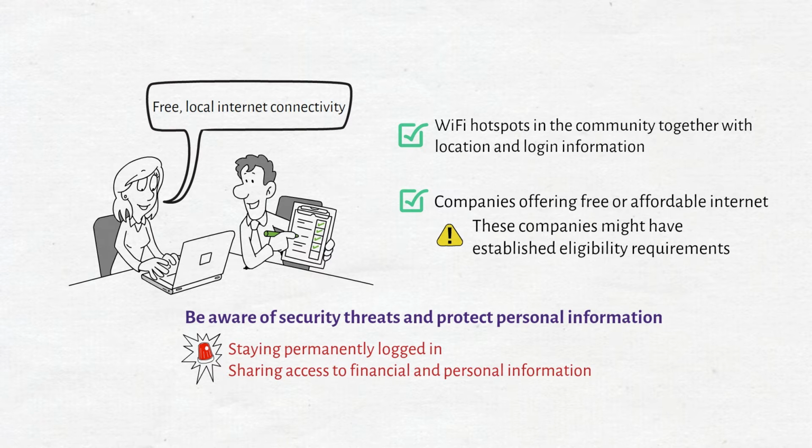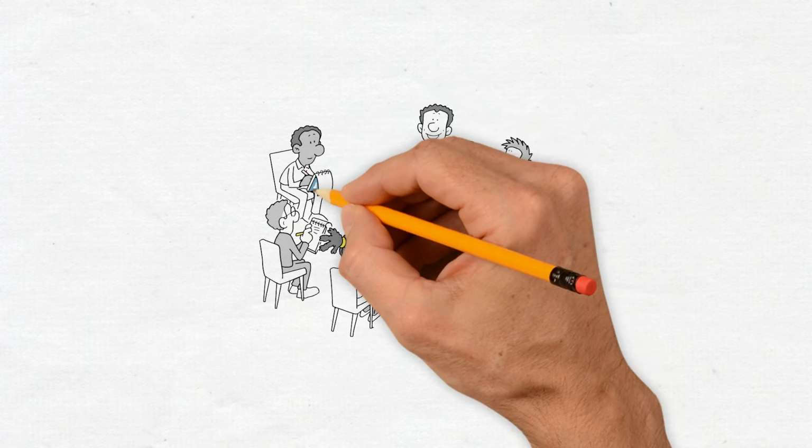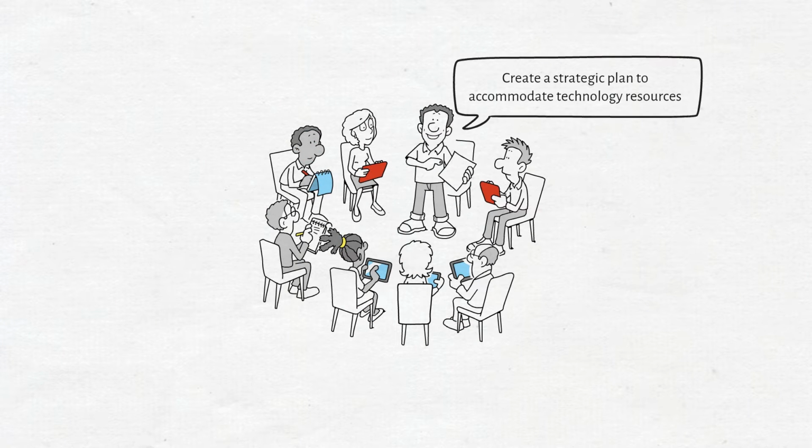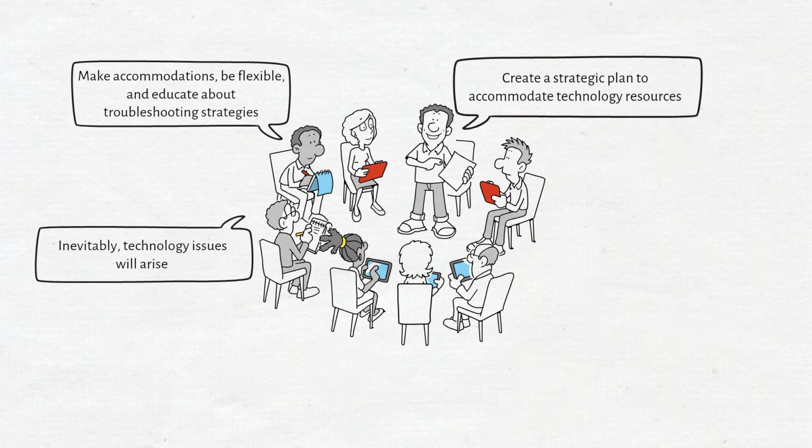financial information. After establishing communication with students and families, it is important to create a strategic plan to accommodate differing levels of technology resources. In some cases, students begin with equivalent technology resource scenarios, but inevitably some technology issues will arise and students might be left with unequal technology resource access. Teachers need to be prepared to make accommodations, be flexible, and educate students and families about troubleshooting strategies.